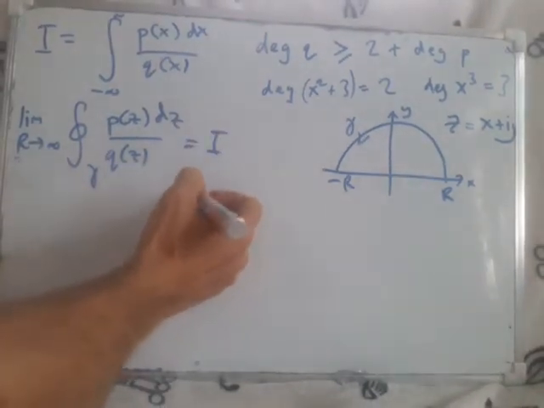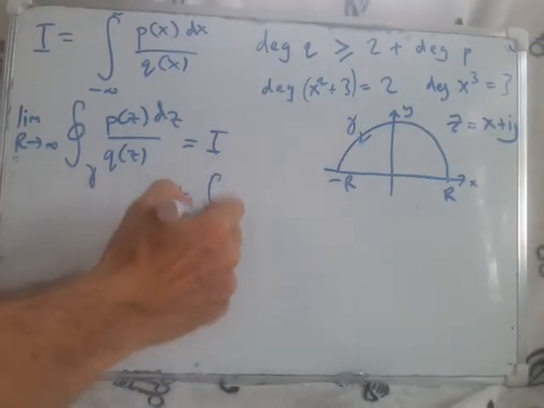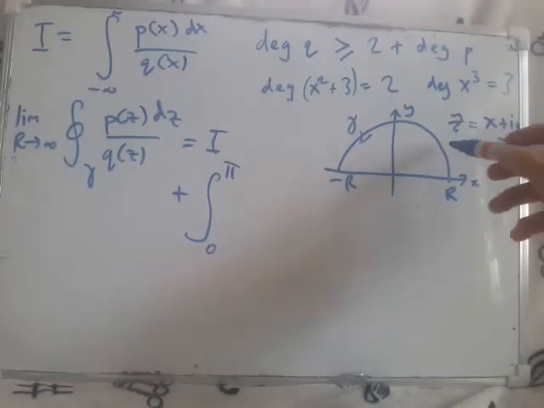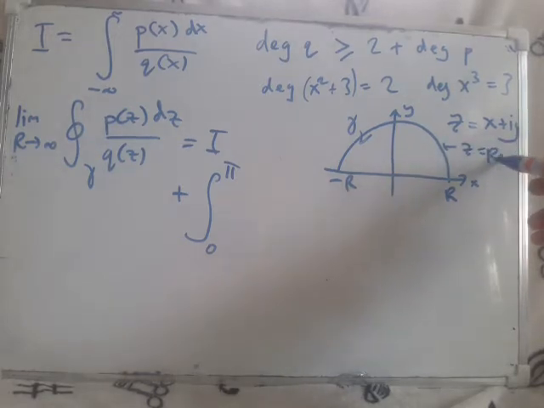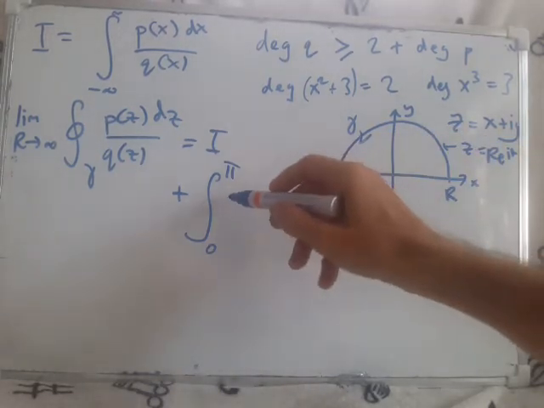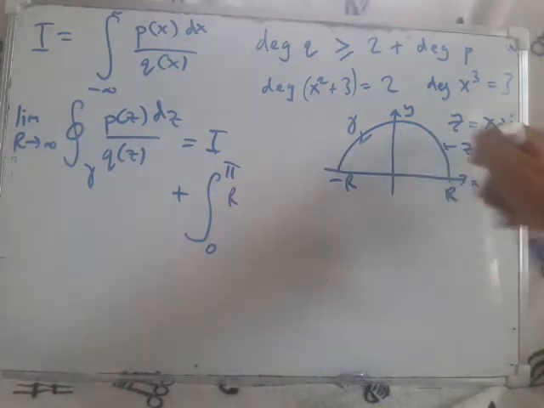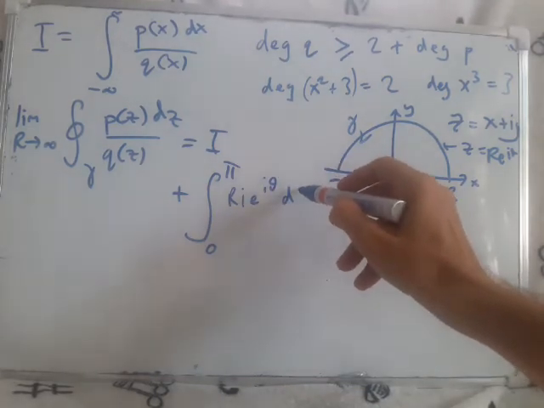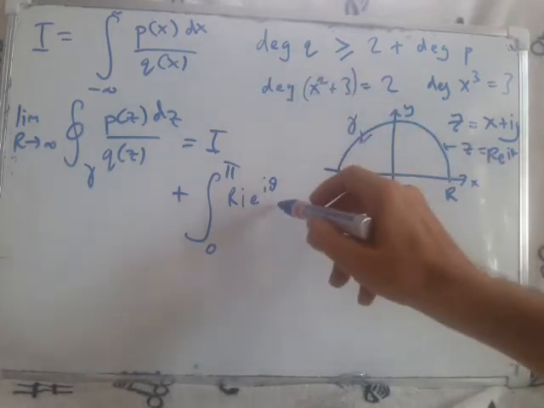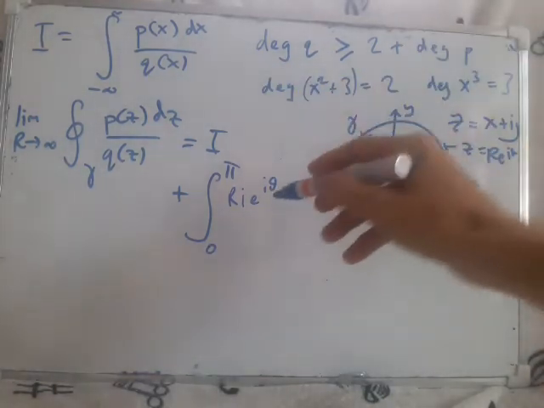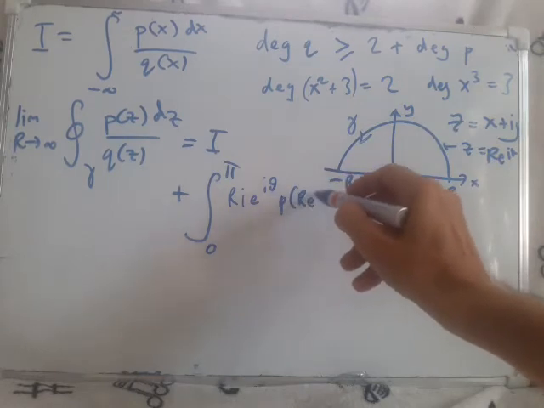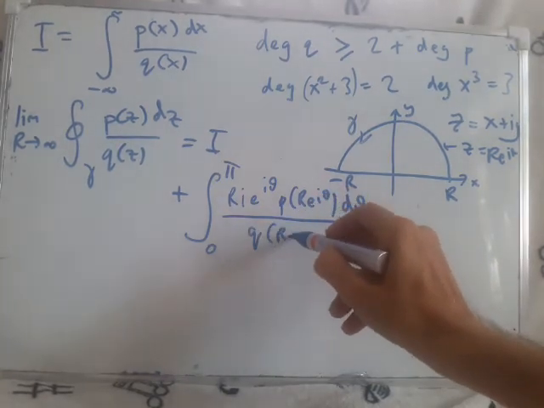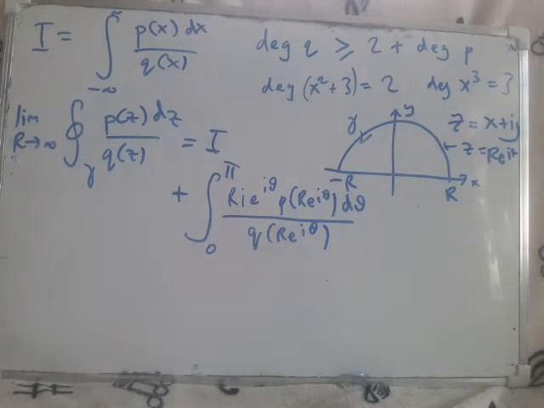And then we also have the integral around here, which is the integral from 0 to pi, and dz, so here z is r e to the i theta, so dz is r, which is a constant, times differentiating e to the i theta brings down an i, so it's r e to the i theta d theta, but I mustn't forget I've got p, which is a function of r e to the i theta, and I'm dividing by q, which is a function of r times e to the i theta.